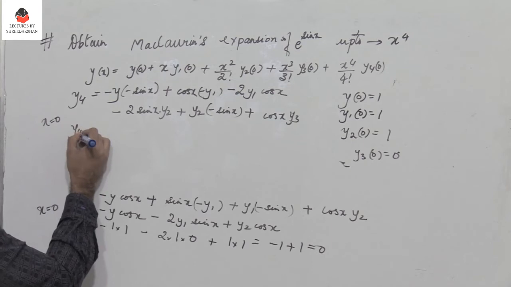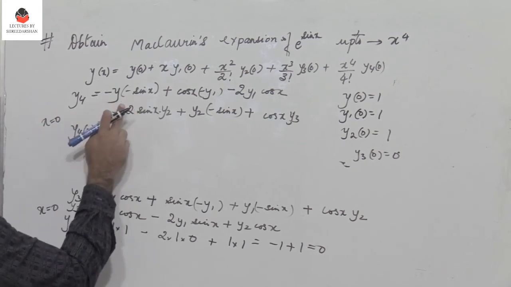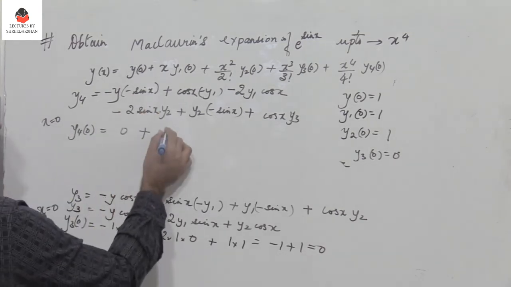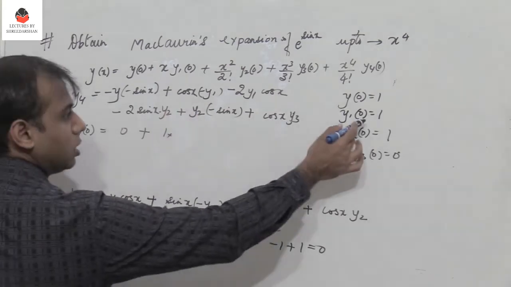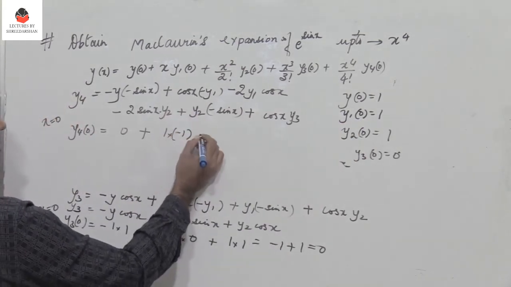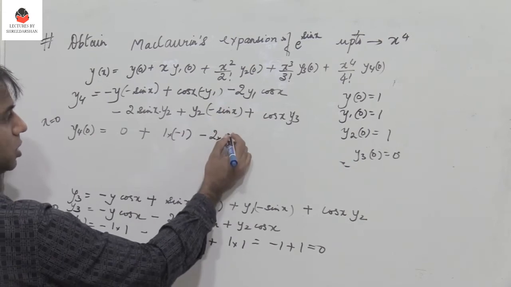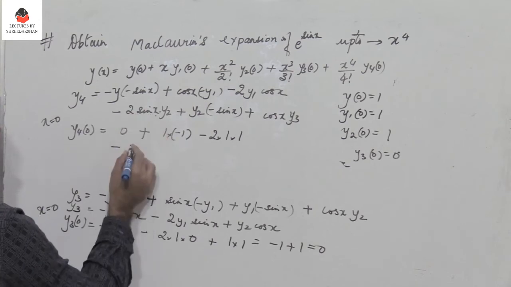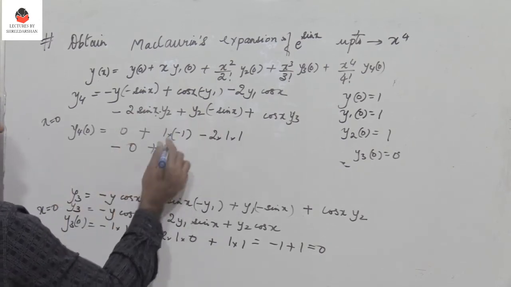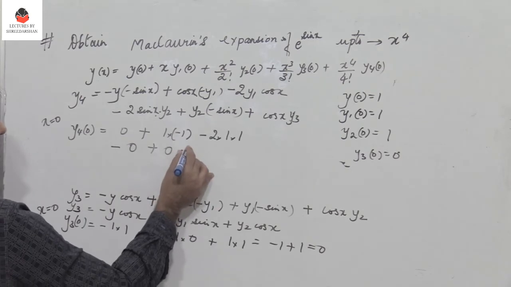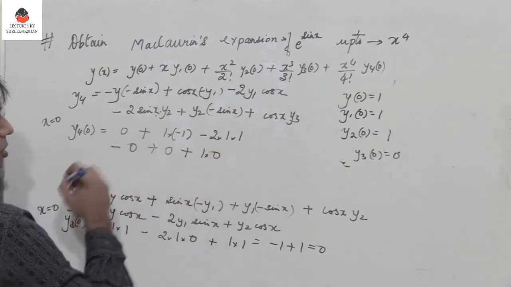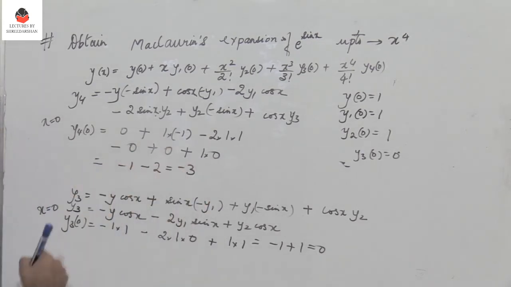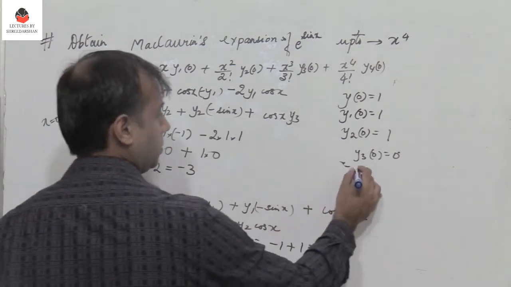So you get y4 of 0, which is, if I put sin 0, the first term becomes 0, plus cos 0 is 1 into y1 of 0, which is 1, so minus 1, minus 2 into y1 of 0, which is 1, into cos 0, which is 1, minus sin 0 is 0, so this becomes 0, plus this also is 0 because I have sin x plus cos 0, which is 1, into y3 of 0, which is 0. So we have minus 1 minus 2, which is equal to minus 3. So y4 of 0 is minus 3.